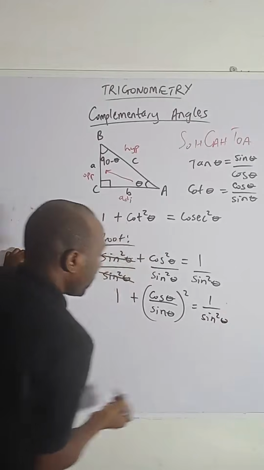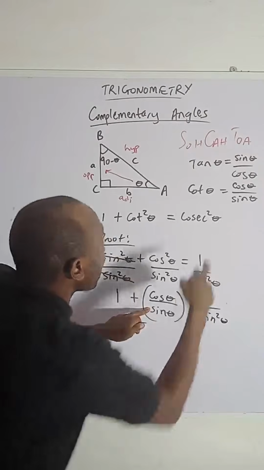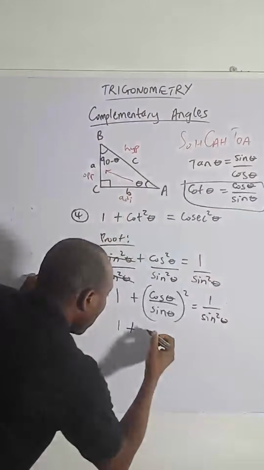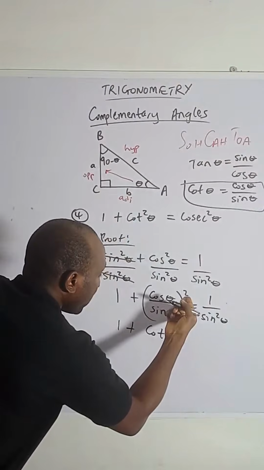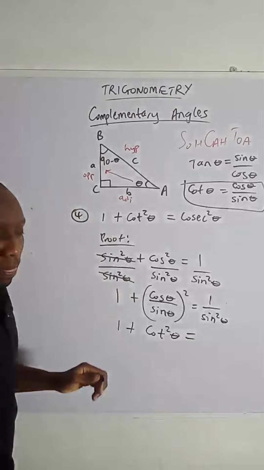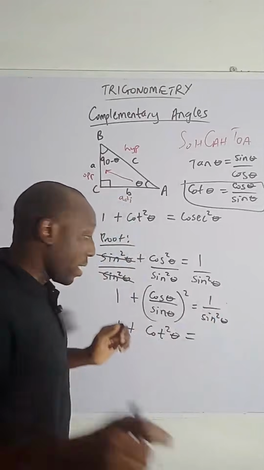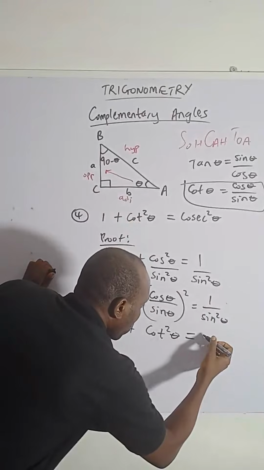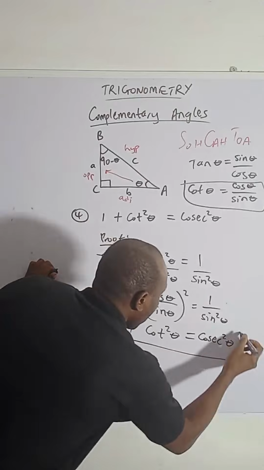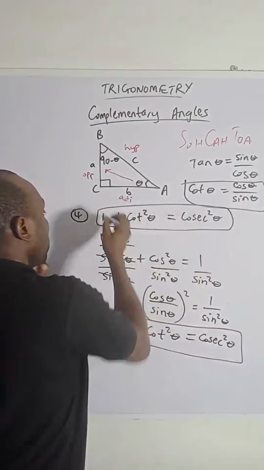So cos theta over sine theta is what? Cot theta, as you can see from here. But there's a square there, so cot square theta is equal to, 1 over sine theta is cosec theta. And because we have a square there, you have cosec squared theta. This is the end of the proof. So we have proven that it's equal to this.